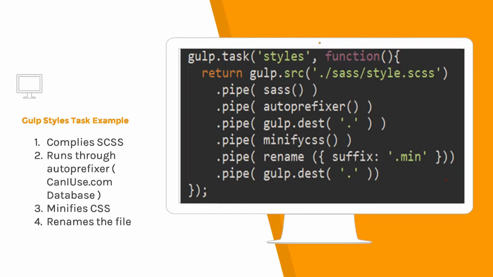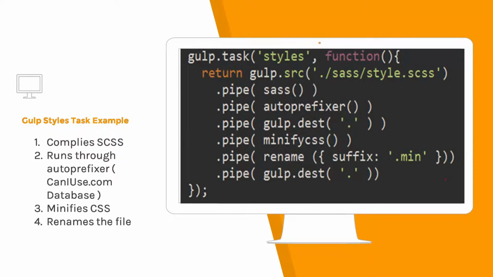So this is one example of a Gulp task, and it is named style. The best thing is you can run this task in your command line using gulp style. What it does for me is look for the file style.scss, compile the SCSS file, autoprefix the file, minify the file, and even rename the file for me. I don't need to do any other things.